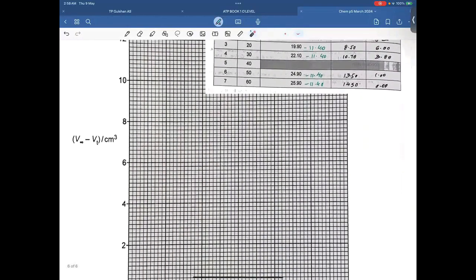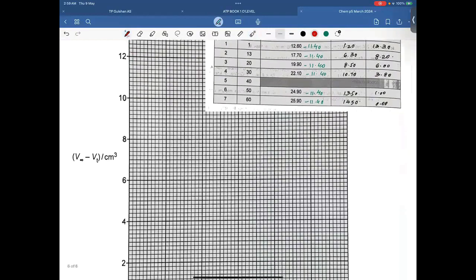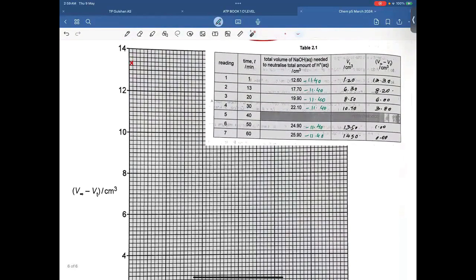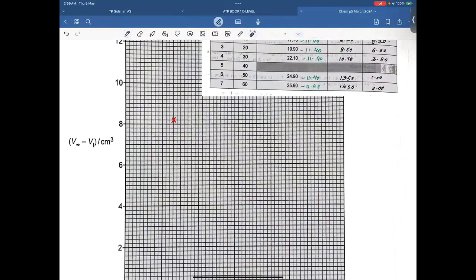How much time initially? 1 minute. So that's my 1 minute. And at 1 minute, we have 13.2, 13.4, somewhere around here. That's my first point. Then at 13 minutes, we have 8.20. 13 and 8.20, 8.2 here. This is going to be 8.2. Then my next is at 20 we have 6. 10, 20. This must be.